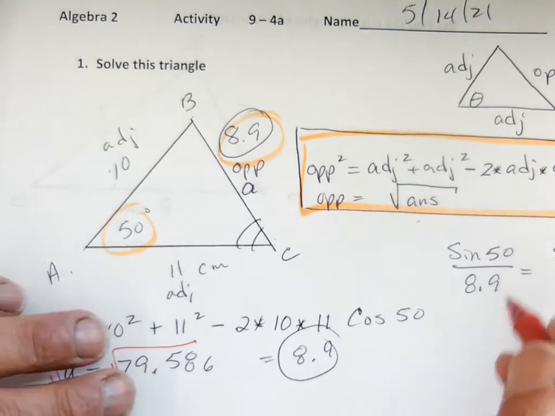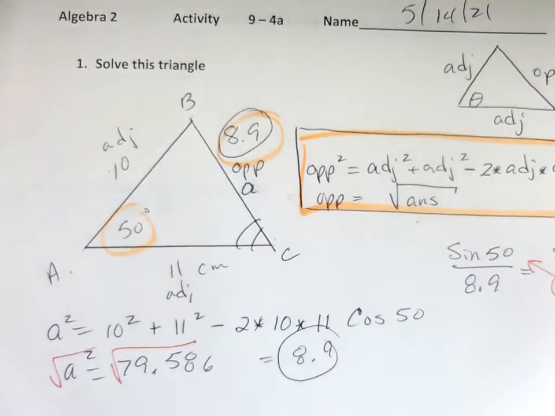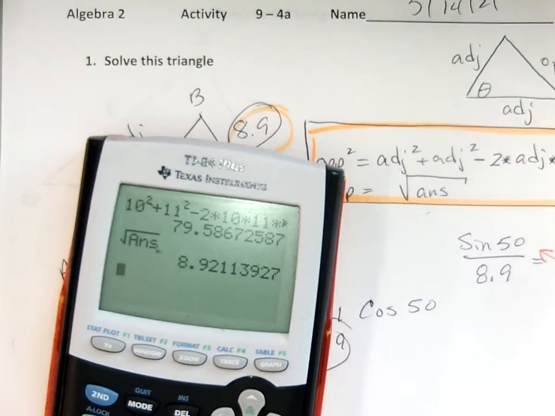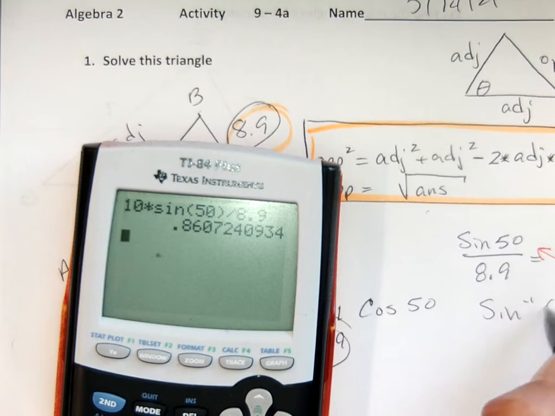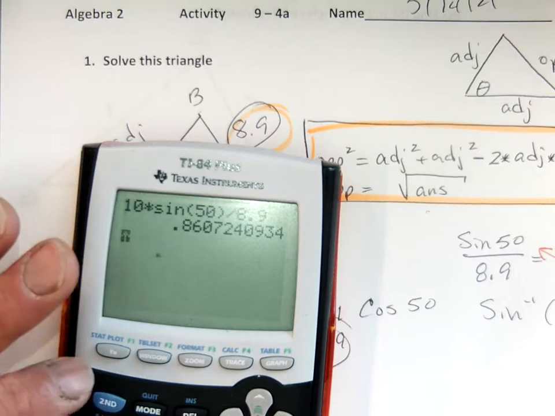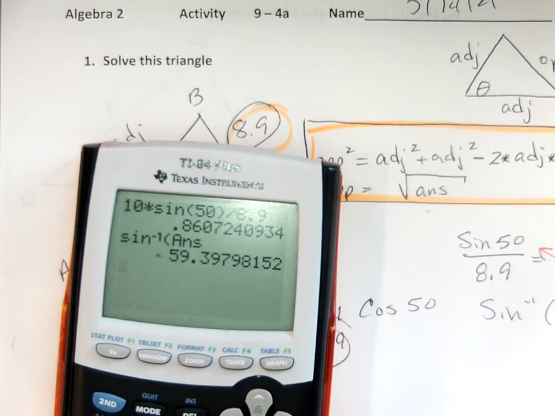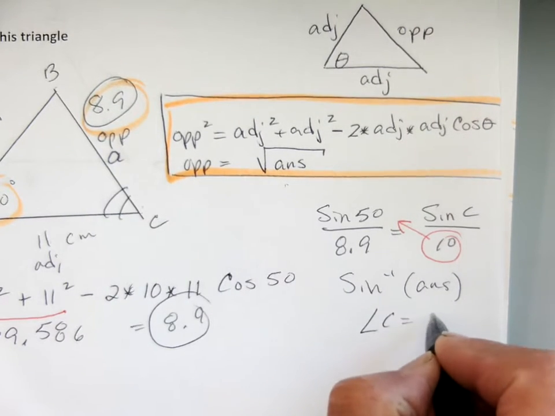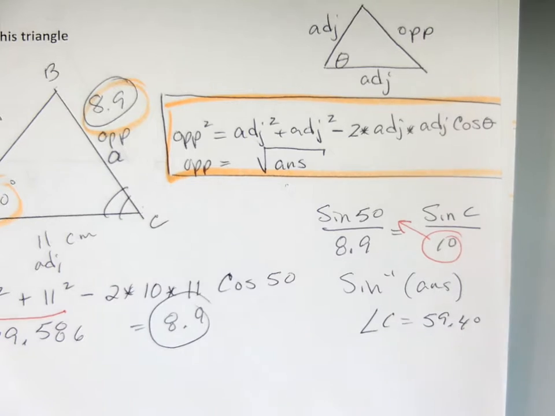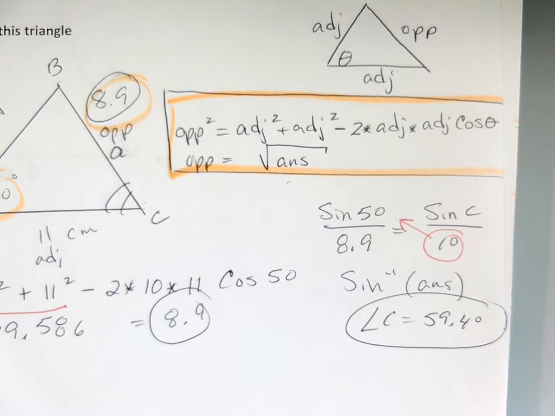And then I will multiply up the 10, and I'll go, okay, so clear, I'll go 10 times my sine of 50, close the parentheses, divided by 8.9. I get a decimal. I anticipated that because I'm going to do the sine inverse of that answer, and I get an answer about 59.4 degrees. So I get an angle C is about 59.4 degrees. Okay, pause the film anytime it gets going too fast for you or you get behind, okay?